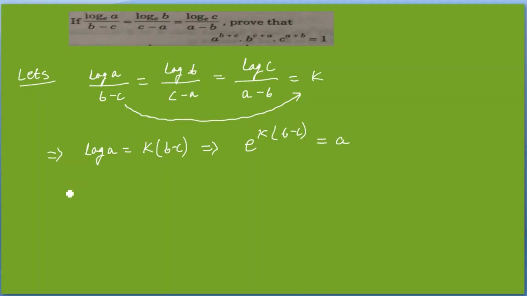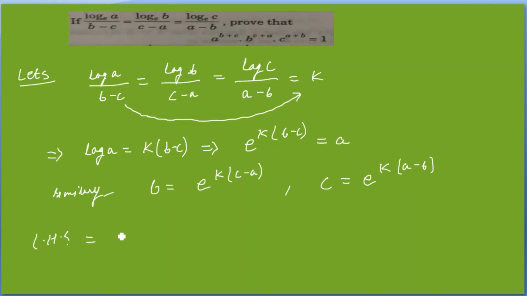Similarly we can write b is equal to e to the power k into c minus a, because here you can see it is c minus a, and c is equal to e to the power k into a minus b, because it is here, as you can see.